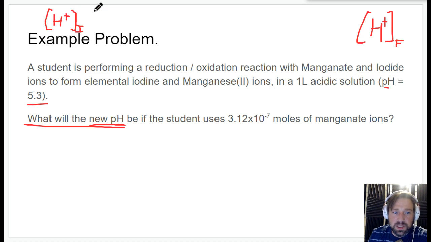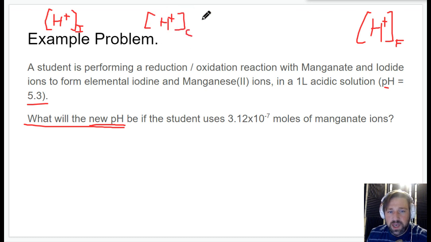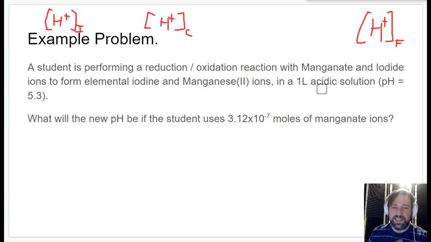So going from pH to concentration of hydrogen ions is pretty simple, pretty straightforward. You guys can do that, right? How do we go from an initial to a final? Well, that means we are going to have some kind of change. Somehow in this reaction, we are either going to gain or lose hydrogen ions. They're either going to be used up or they're going to be created. It's a reaction, so we don't know what that's going to be.